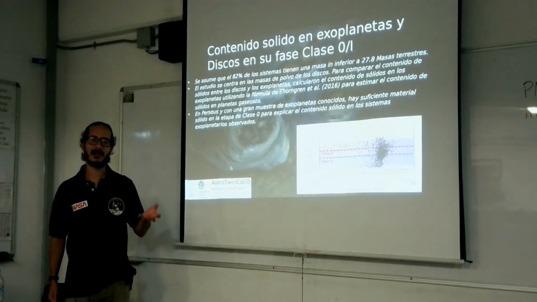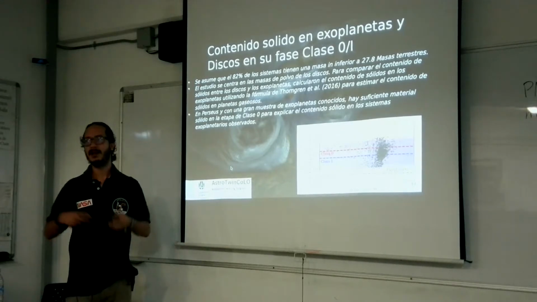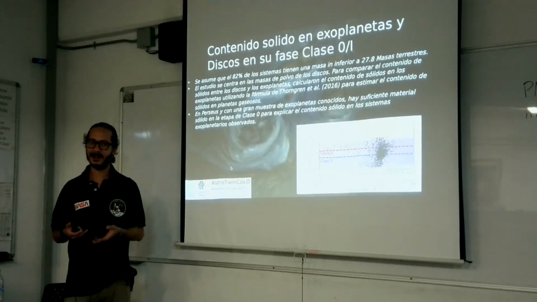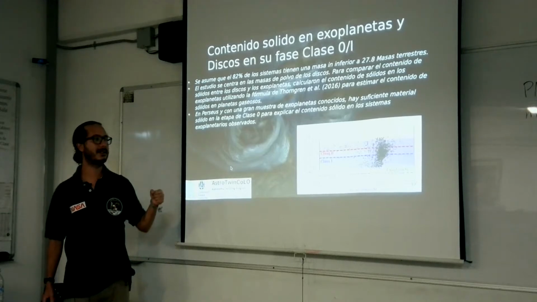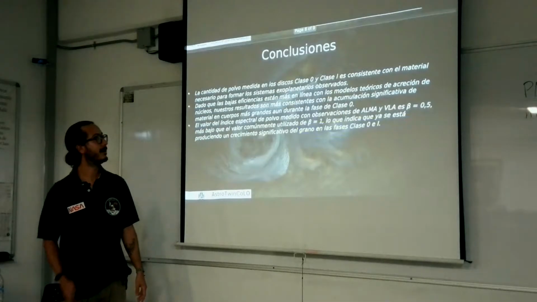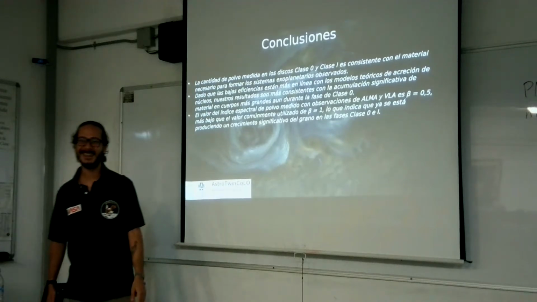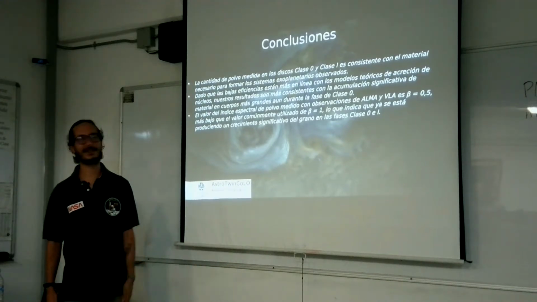Some meteorites in our solar system that have some composition give us an idea that this formation of exoplanets can start in the early stage. And I already told the conclusions. So, okay, this is all. Thank you very much.